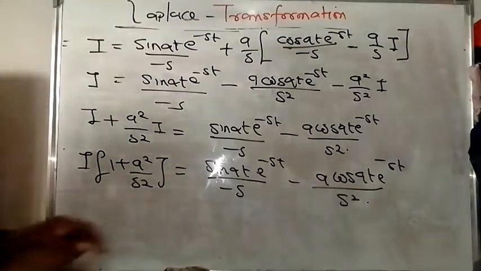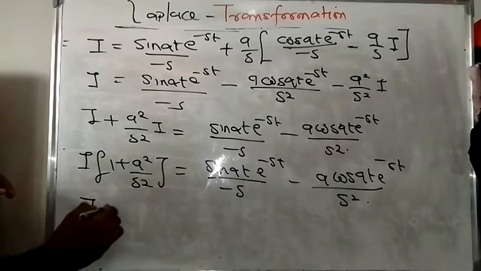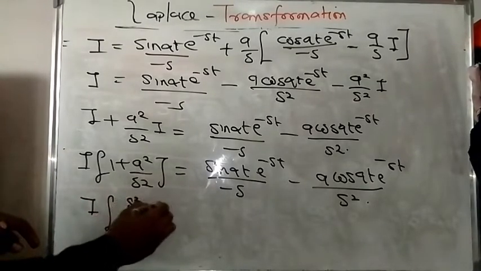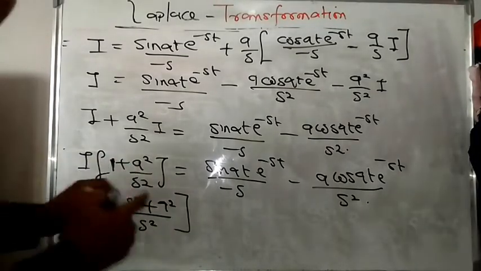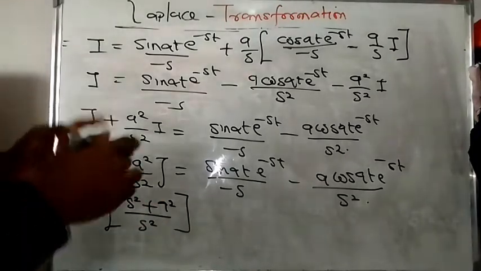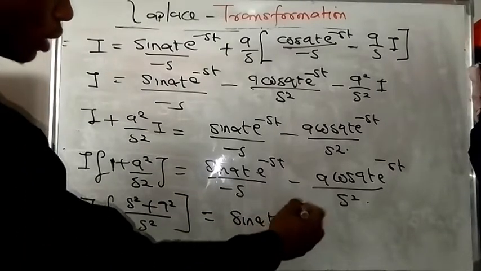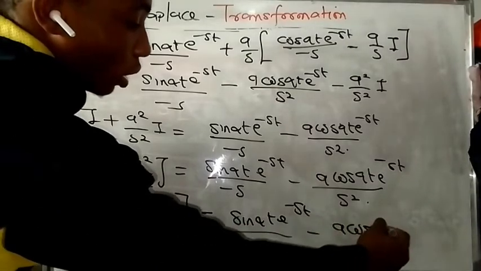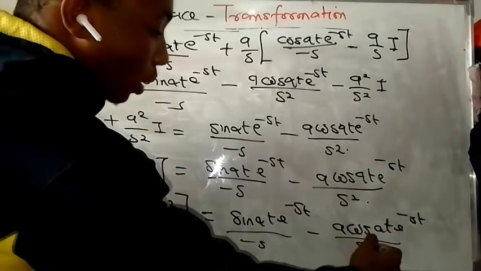So now simplifying this, we'll be having I, which is equal to s squared over s squared plus a squared. Simplifying 1 plus a squared divided by s squared, we'll be having s squared plus a squared divided by s squared. You can simplify it, it's like a fraction. Which is equal to sine at exponential minus st divided by minus s minus a cos at exponential minus st divided by s squared.